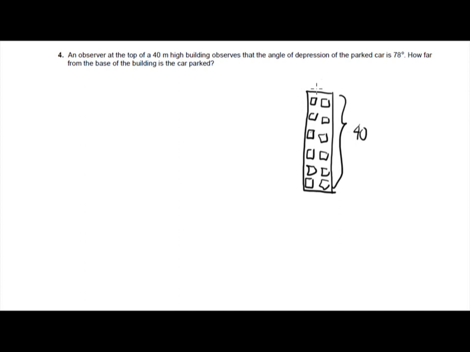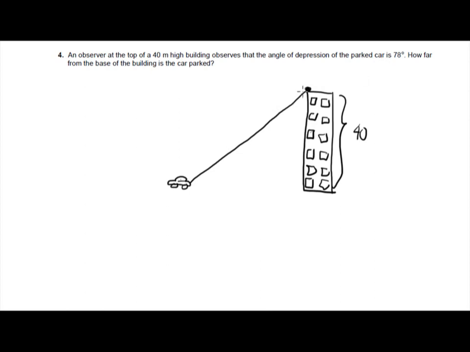Now for bigger objects, we don't need to really identify the height of the observer, but we can assume the observer as a point on top of the building. So here is the observer. And then it says the angle of depression. This observer is looking at the parked car, and the angle of depression is 78 degrees. So let's assume the car is somewhere here. Okay, so this is the car. The observer is looking at the car at a 78 degree angle of depression.